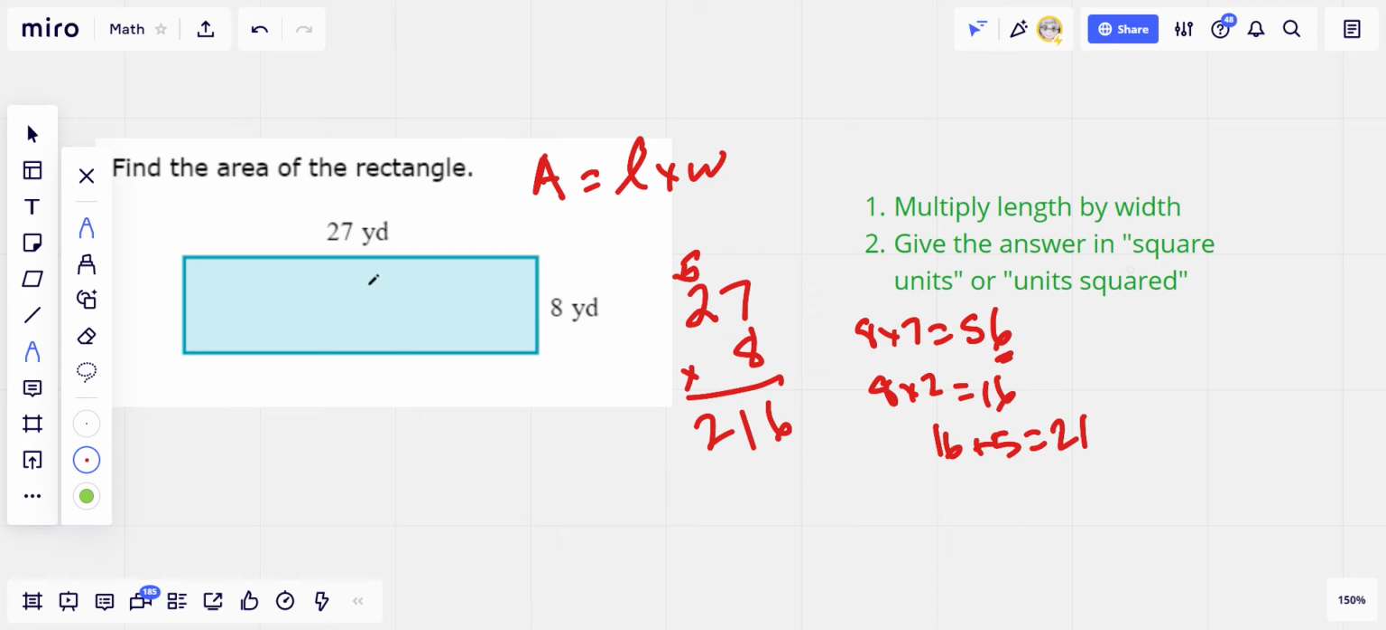When we give the answer, though, we want to make sure we use the correct units. And with area, it's always units squared. So we multiply the 27 and the 8, but we also multiply the yards times the yards to give us square yards or yards squared. So the answer here is 216 yards squared.